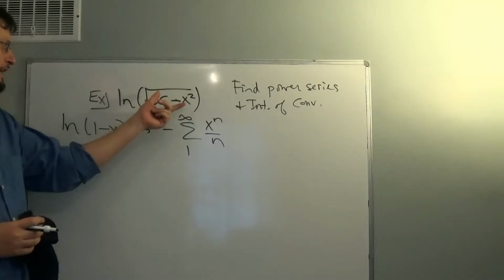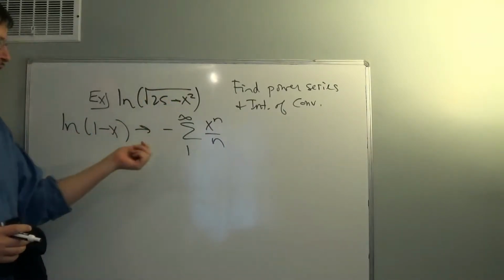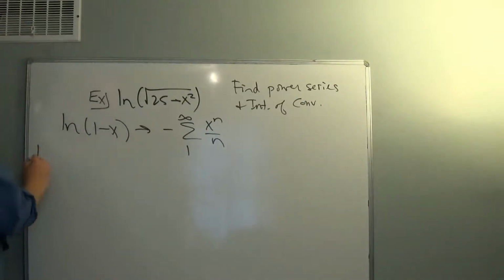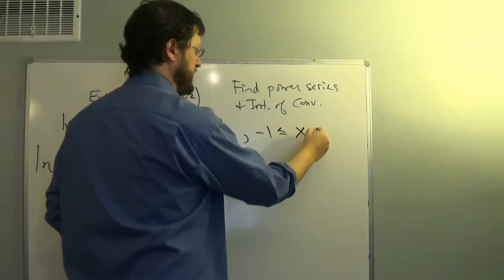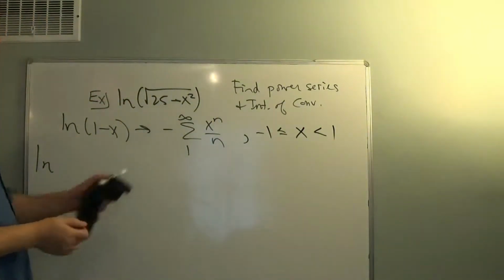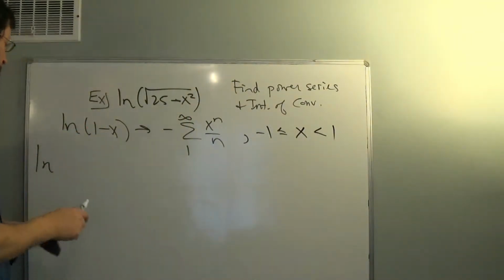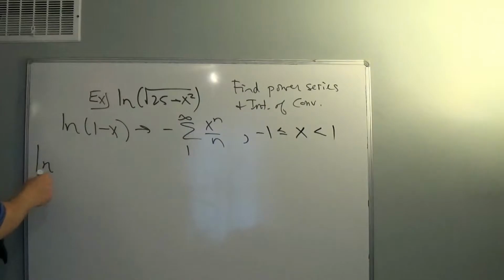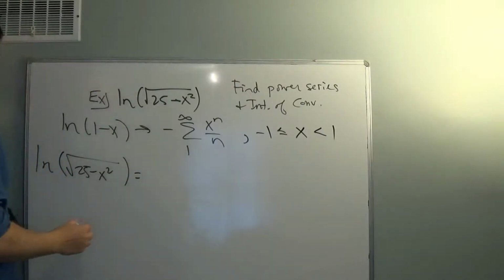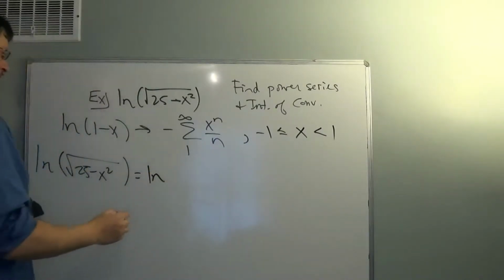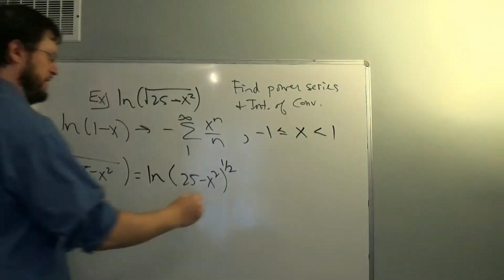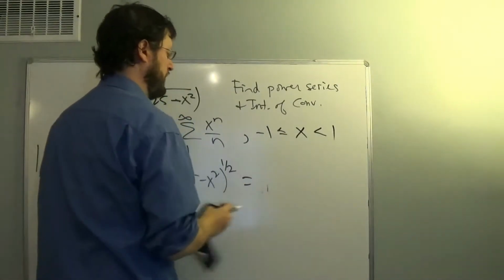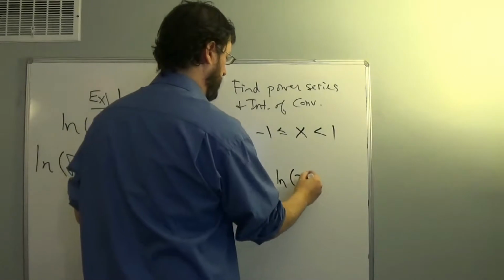So I want to make that look like this, ln of 1 minus something. And that something becomes x. So ln, and let's also remember that the interval of convergence is negative 1 less than x less than 1. Ln of root 25 minus x squared is ln of 25 minus x squared to the 1 half, which is, well, let's bring that 1 half out, 1 half ln 25 minus x squared.